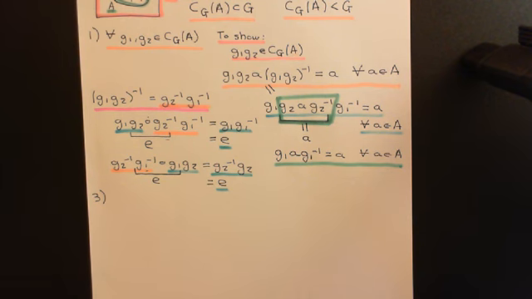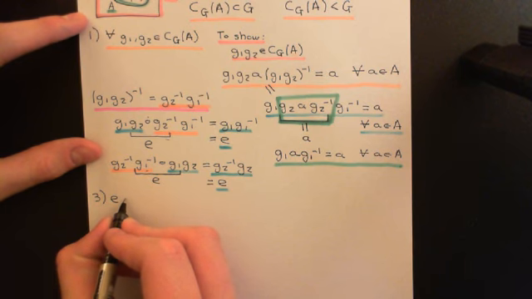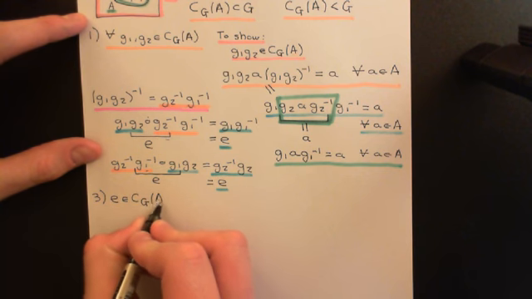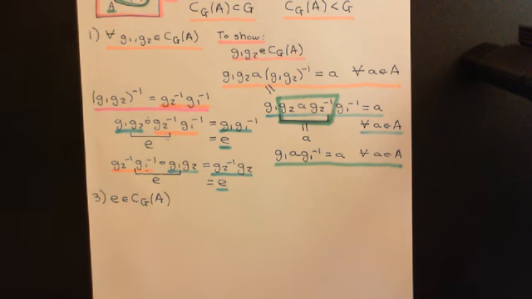So we need to show that the identity element from our larger group capital G is an element of the centralizer of A in G. Okay, so this shouldn't be too difficult. We just need to make sure that the identity element obeys the condition to be in the centralizer of A in G. Okay, so what was the condition to be in the centralizer of A in G?